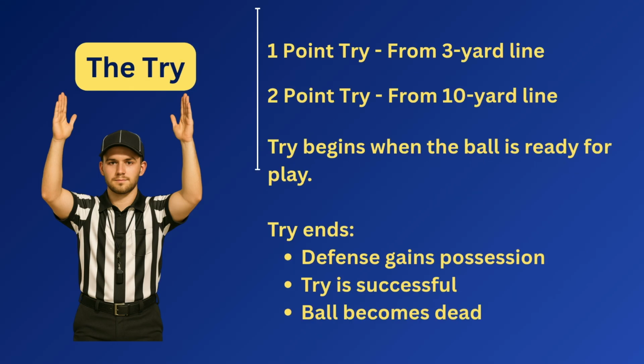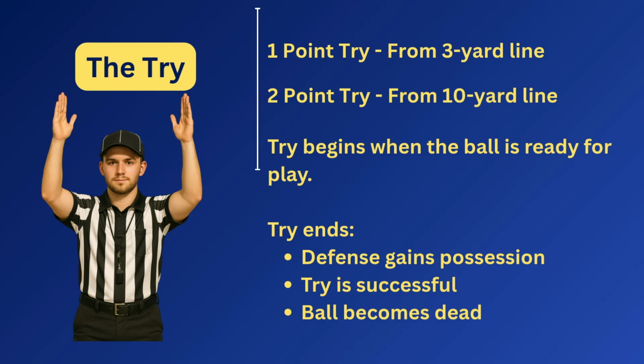After scoring the touchdown, the offense or the scoring team has the selection to go for a 1-point try from the 3-yard line or a 2-point try from the 10-yard line. So you'll ask the coach. Coach will say, we want to go for 1, we want to go for 2. And that try begins when the ball is marked ready for play. And once we have marked the ball ready for play, blown the ready for play whistle, the coach cannot change that choice unless they take a timeout.